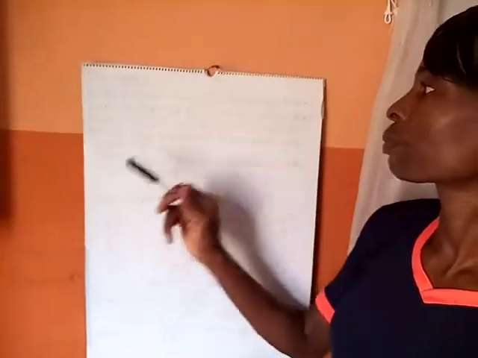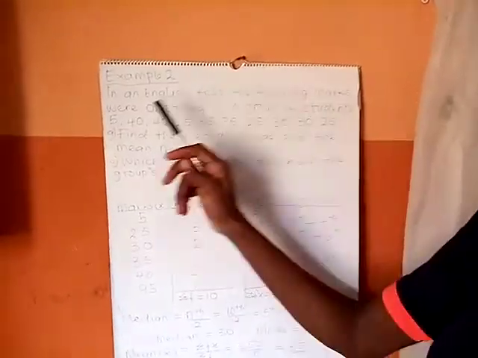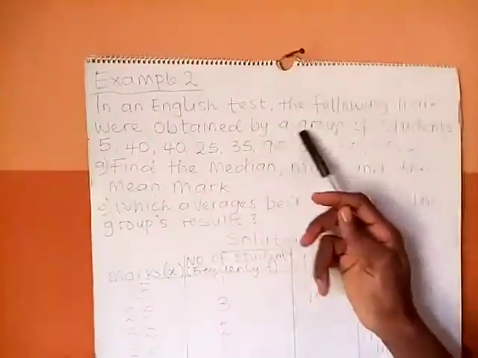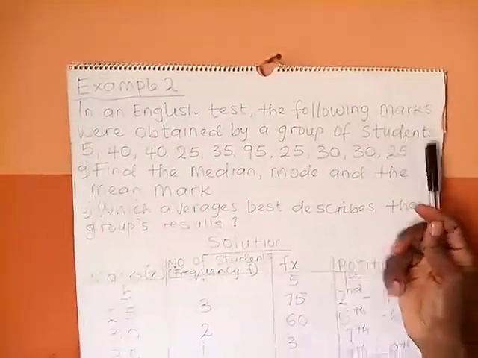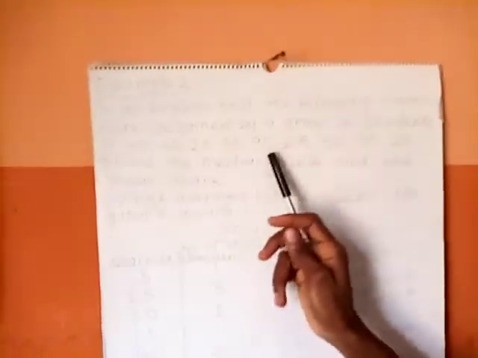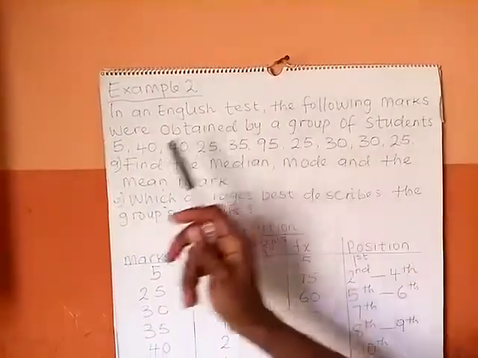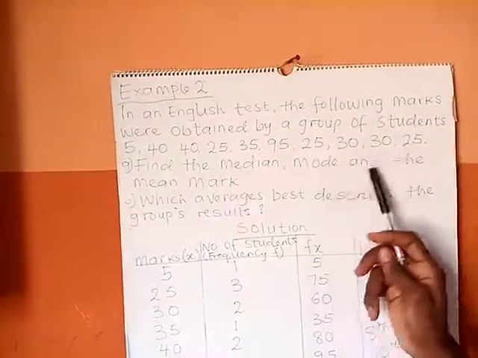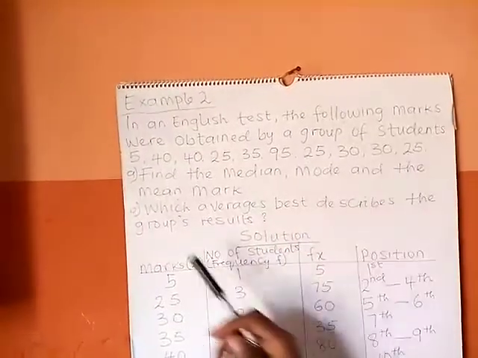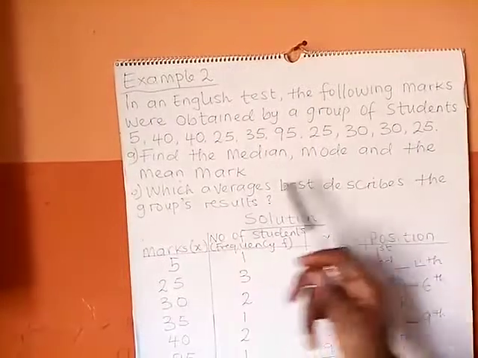Example 2. In an English test, the following marks were obtained by a group of students: 5, 40, 40, 25, 35, 95, 25, 30, 30, and 25. Find the median, mode, and the mean mark. Then (b), which average best describes the group's results?